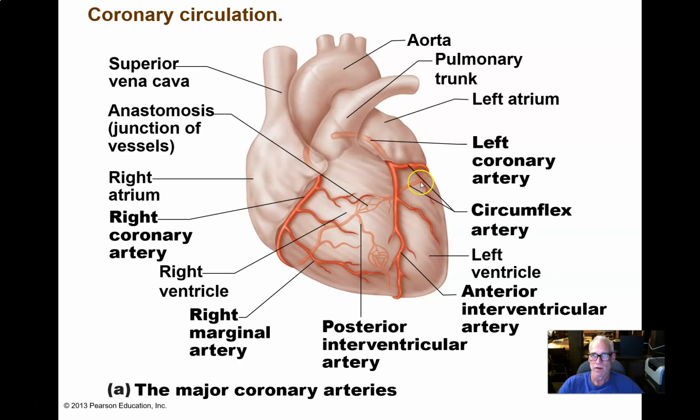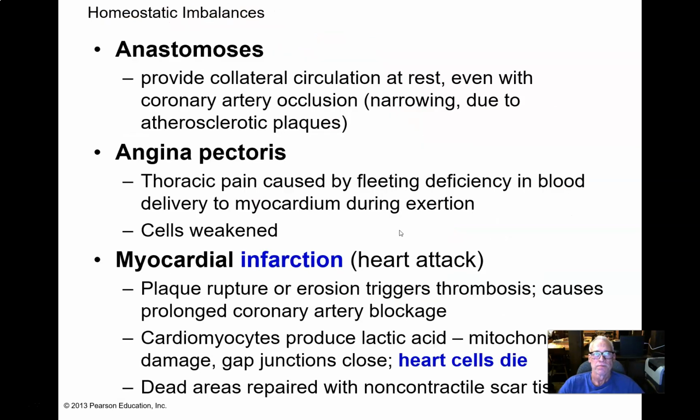However, the vessels can become so diseased that there are still going to be some emergencies in which there isn't enough blood flow to the heart and part of the heart tissue will die. So those anastomoses allow us to have collateral circulation, alternative routes to get blood to the heart.